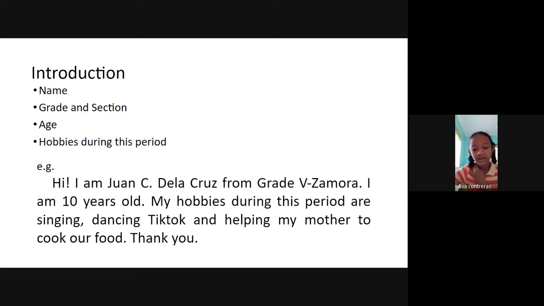Hi, I am Ava S. Contreras from grade 5, Daguhoy. I am 11 years old. My hobbies during this period are singing, dancing, playing badminton. Thank you. Wow. Thank you, Ava.